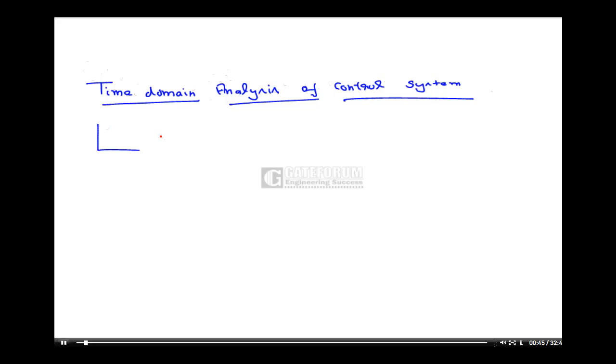Time domain analysis of control system. It is divided into two parts. The first one is transient response. Second one is steady state response.